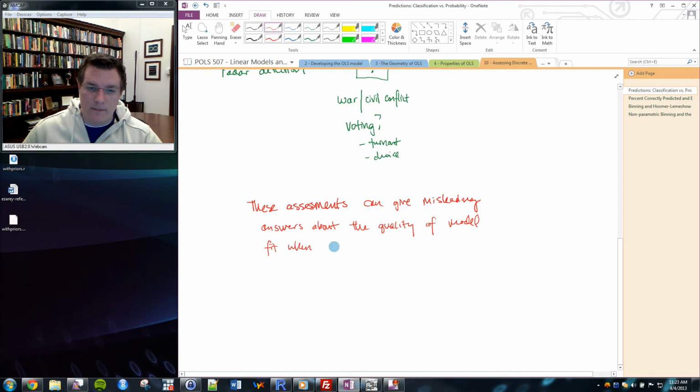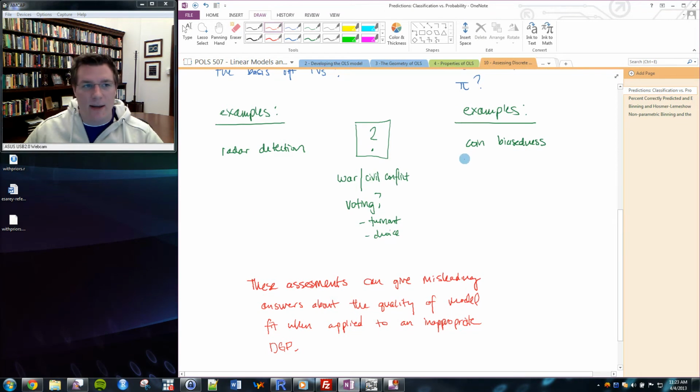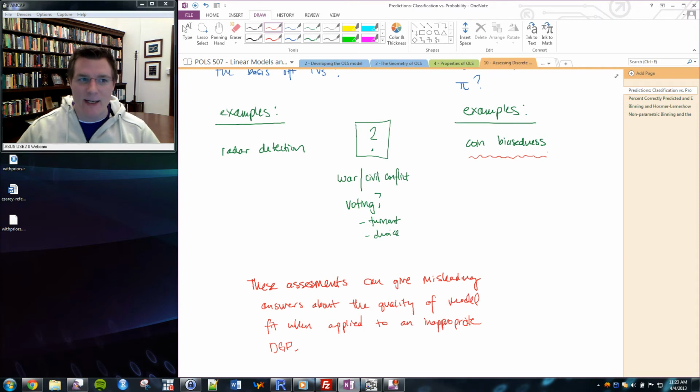When they are applied to an inappropriate DGP. And to go back to our previous example, if we tried to classify coin flip outcomes using a coin probability model, it would always say that we're doing badly. Unless the coin always came up heads or always came up tails, there would always be an irreducible source of error, and our classification assessment mechanism would always say, well, you're misclassifying some cases, naturally.